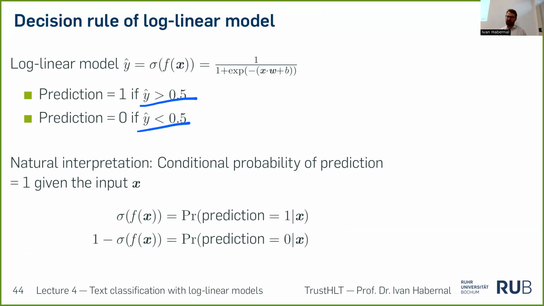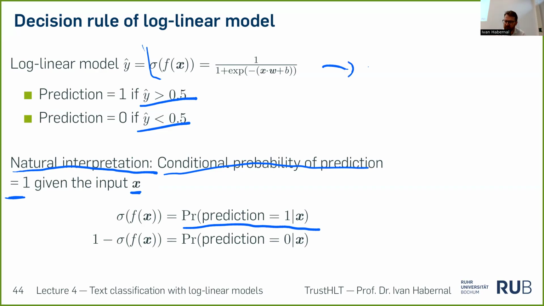Actually, this model is giving us something very beautiful. The natural interpretation of the output of this sigmoid of the linear projection is a conditional probability that the prediction equals 1 given the input x. So this is the probability that I predicted 1 given x. Of course, a number comes out of it. For example, the number out of this function will be 0.80.